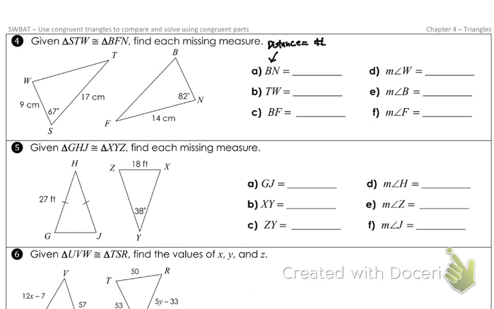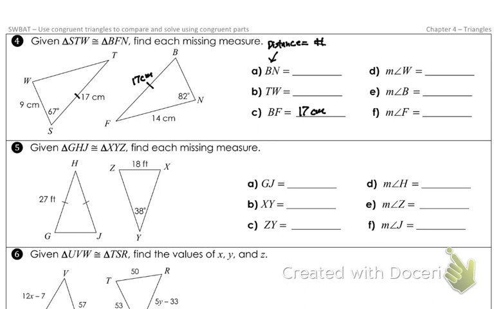So for sides, we should realize that ST, let's put 1 tick mark on ST. What side is ST congruent to? FB or BF. So this would be 17 centimeters. BF would be 17 centimeters, so I can come here and put 17 centimeters.